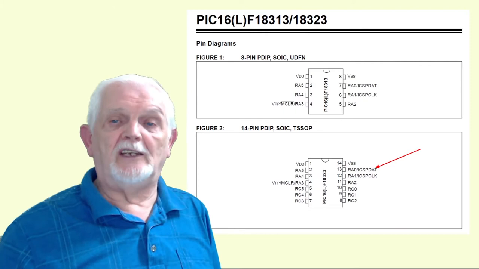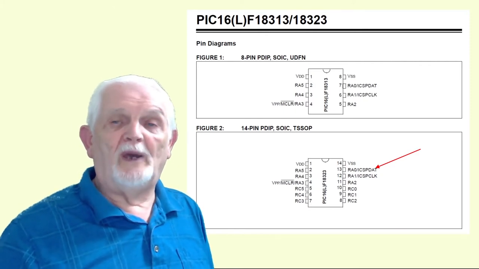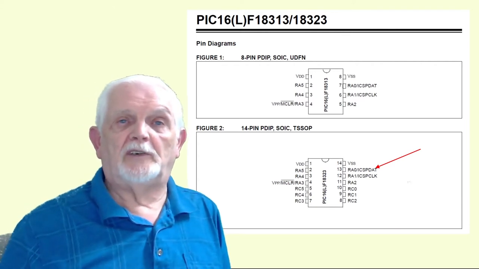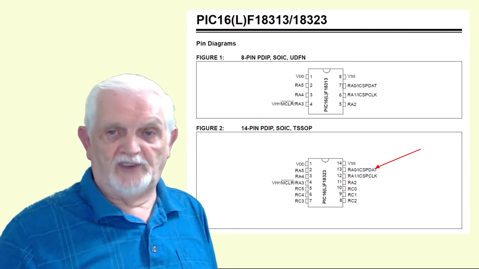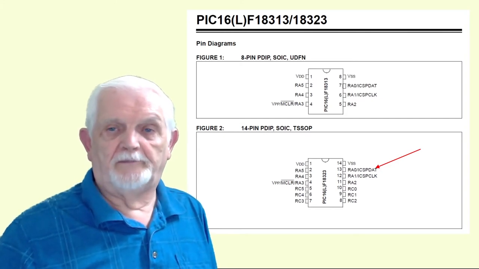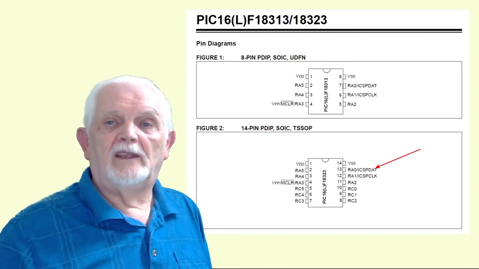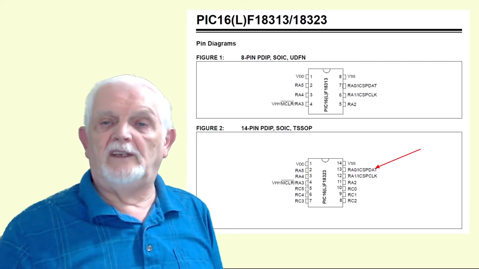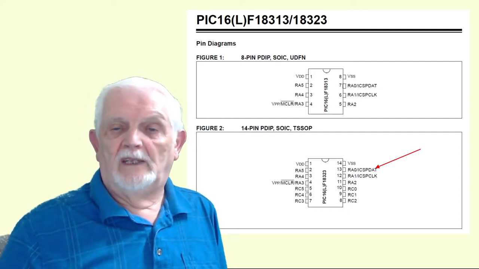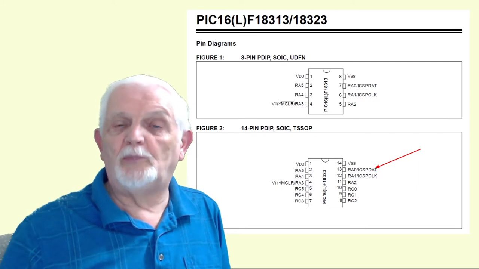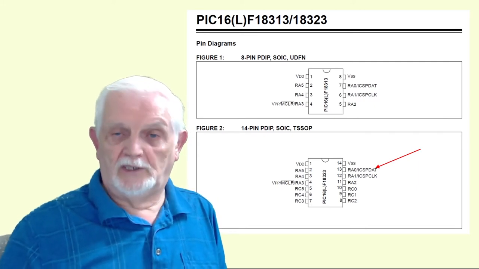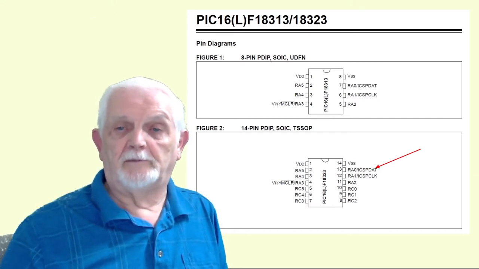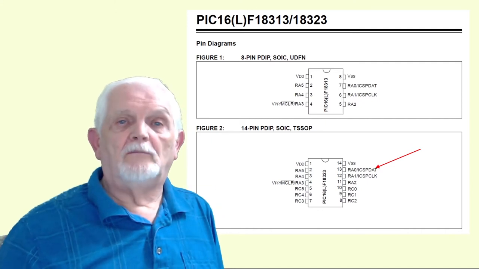Another page tells you what pins do what. So the top one is for the 313, the 8-pin version. The bottom one is for the 14-pin version. And you'll see I've put a red arrow there to say, look, pin 13 has got more than one job. It can be used as a proper input-output pin, but it can also be used for the programming, the ICSP. Moving on.